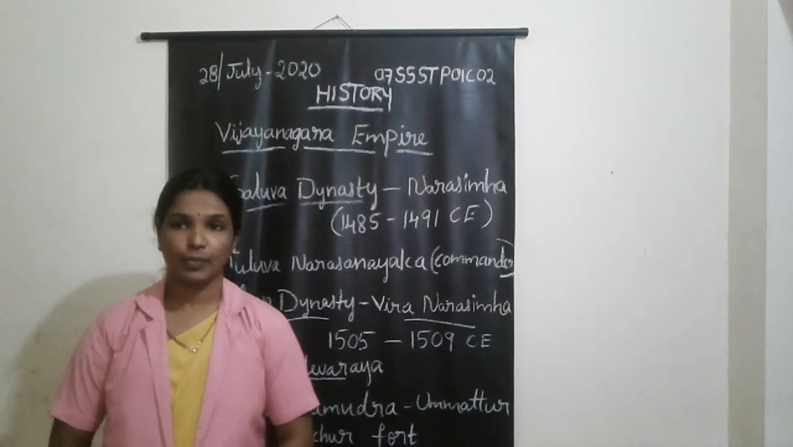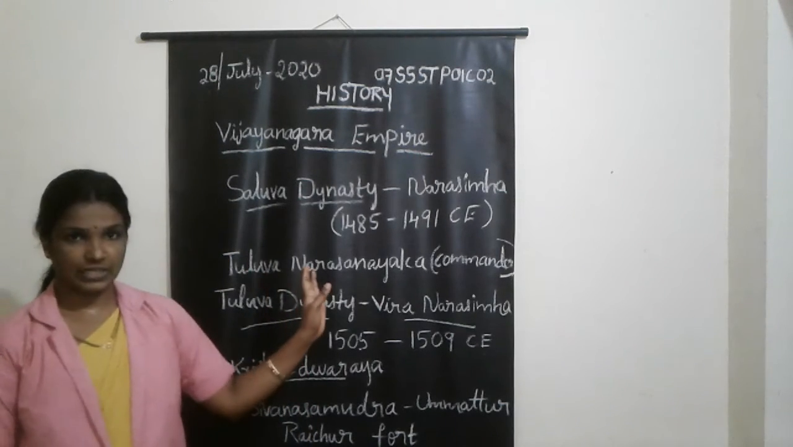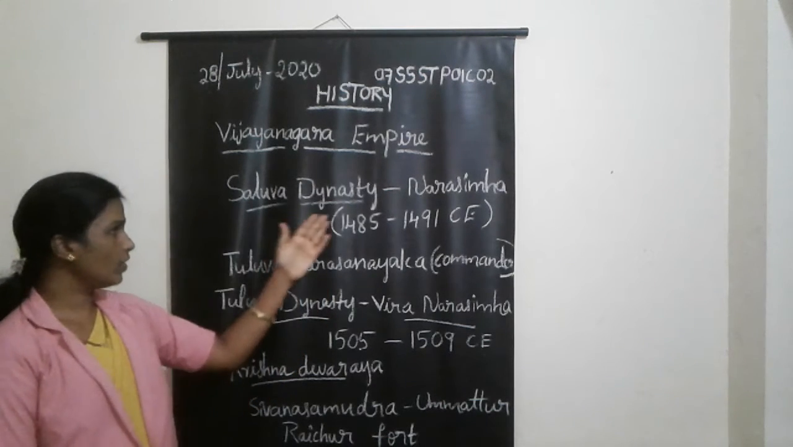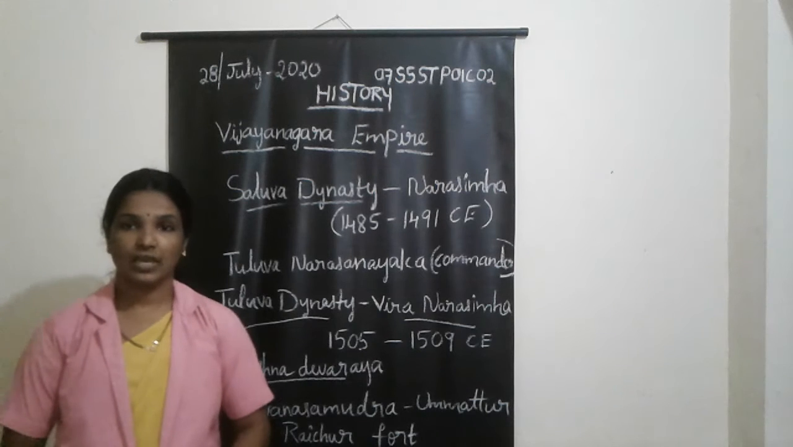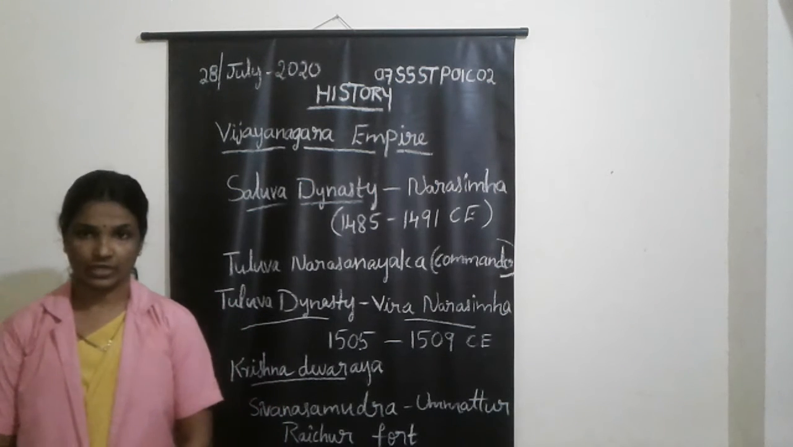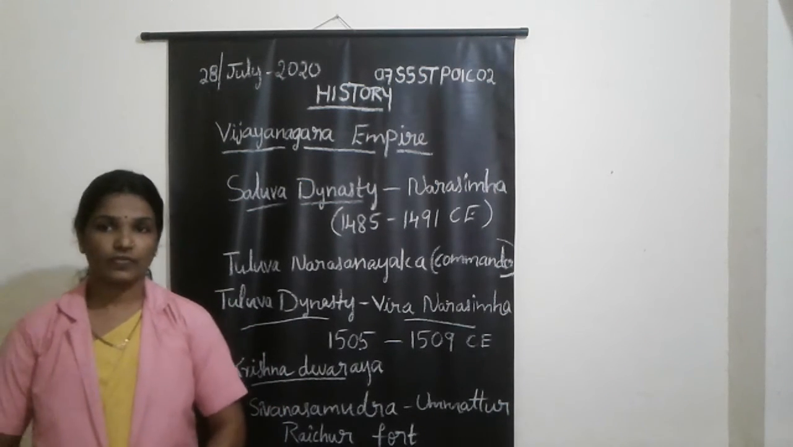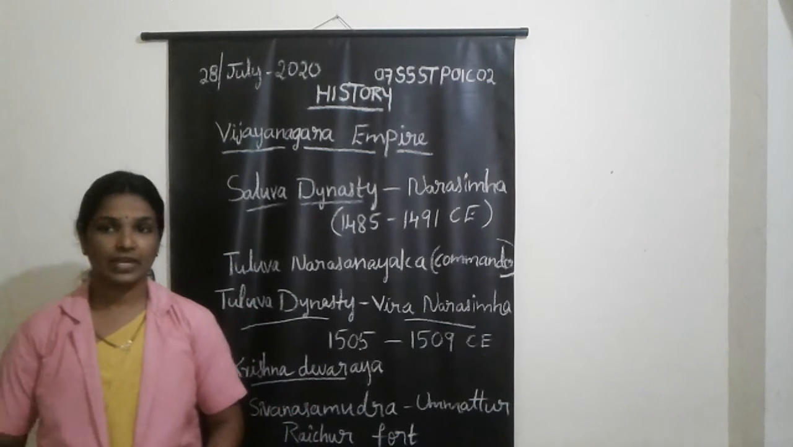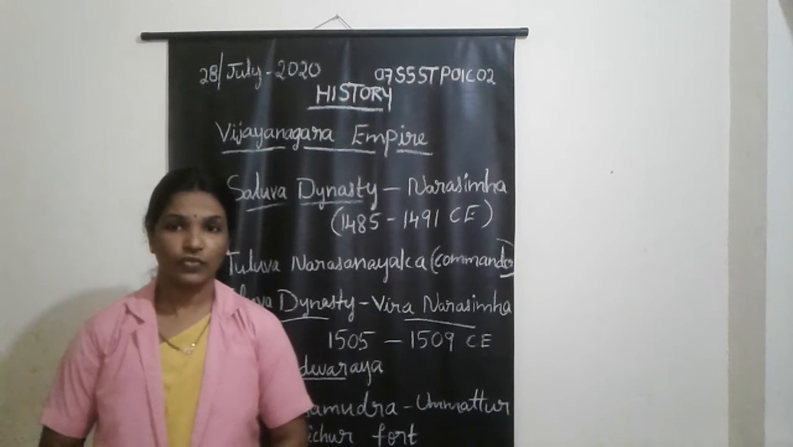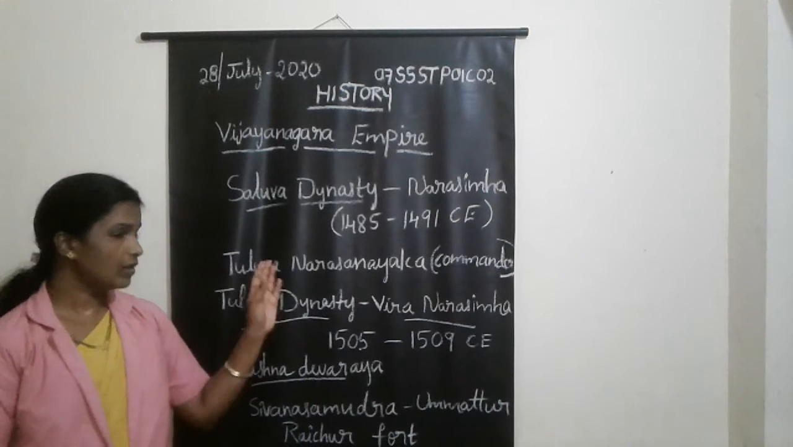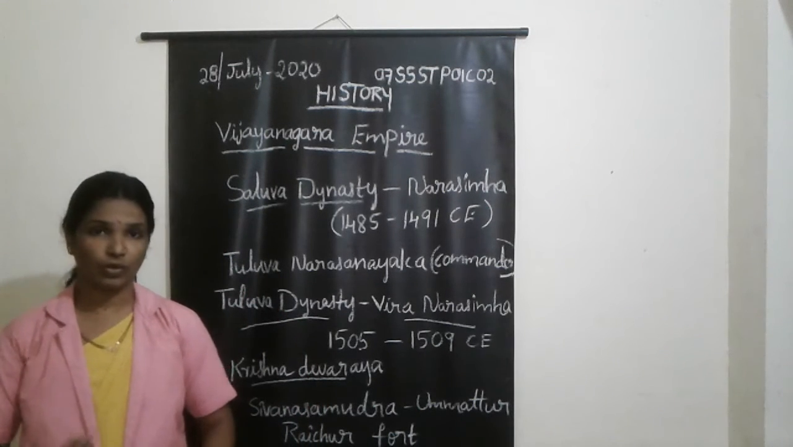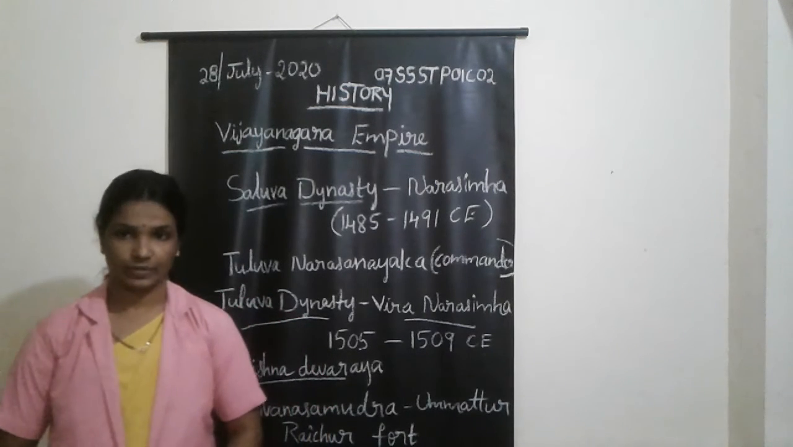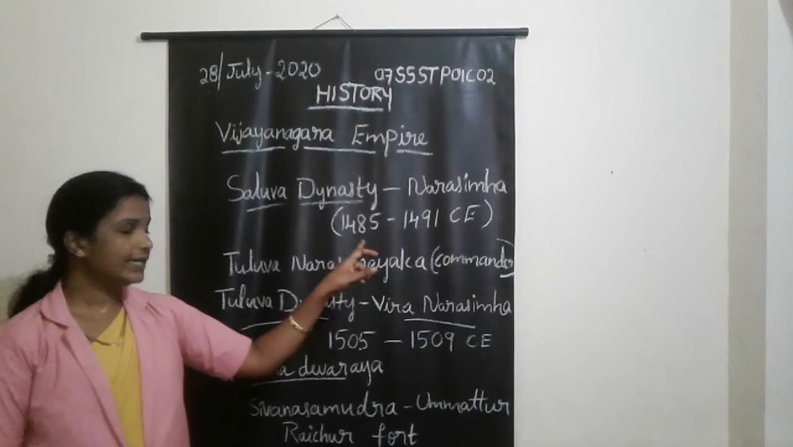Now we will learn about Saluva dynasty. Today's class we will learn about how the Saluva dynasty came to power. The successors of Proudadevaraya were not powerful. They were quite weak. Therefore, Narasimha of Saluva dynasty took this advantage and came to power in 1485.